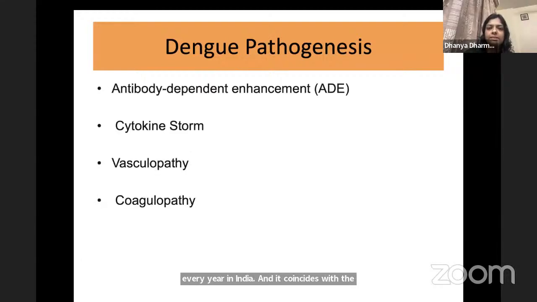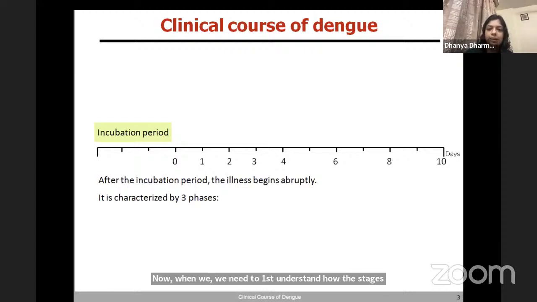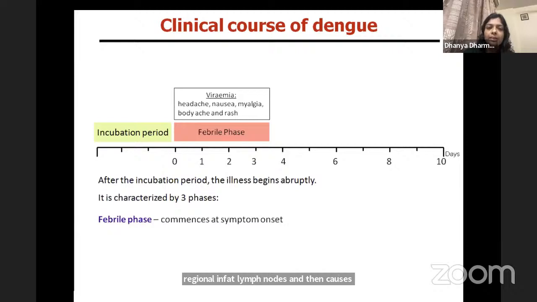So pathogenesis-wise, I won't go into details, but dengue is complicated by these issues: antibody-dependent enhancement, cytokine storm, vasculopathy, as well as coagulopathy. Now, we need to first understand the stages in dengue. It's a dynamic disease. It has a very short incubation period, maybe just about 3 to 4 days after the mosquito bite and inoculation of the virus. It spreads immediately to the regional lymph nodes and then causes viremia. Viremia presents in a patient as high fever, headache, nausea, myalgia, body ache, and rash. Some children might complain of retroorbital pain.